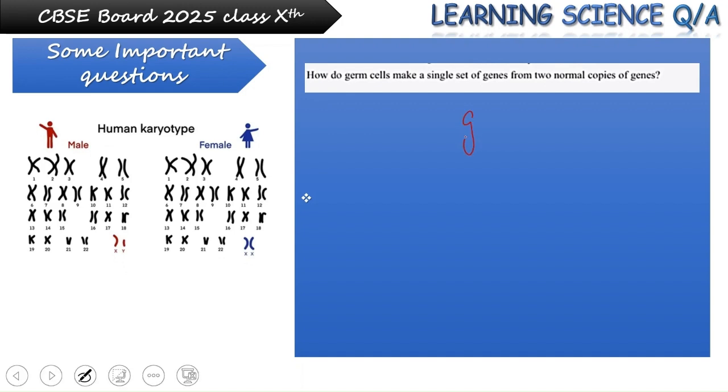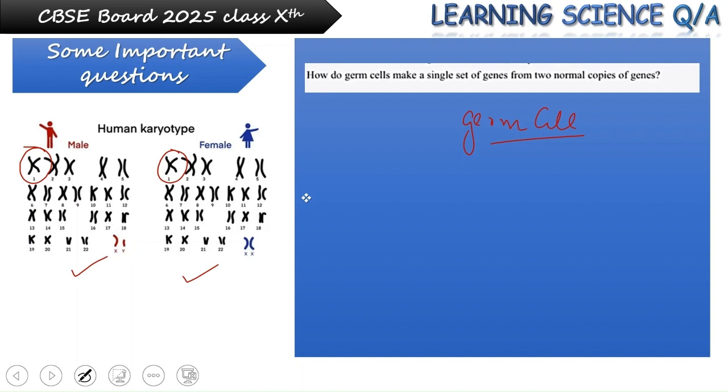Suppose we have a germ cell here. So from the chromosome set, to make a single set from both the parents, the germ cell gets either of the chromosomes from the male and either of the chromosomes from the female parent. We can see here that both these parents are having their complete set of chromosomes. One is male, another one is female.